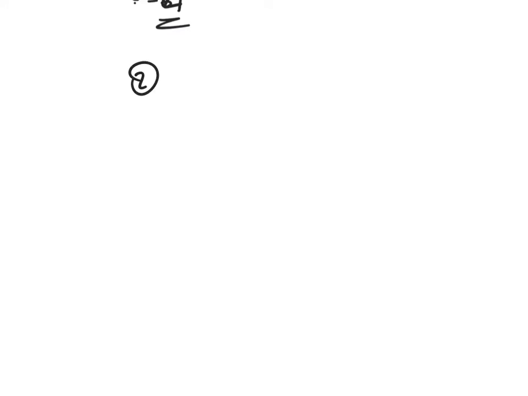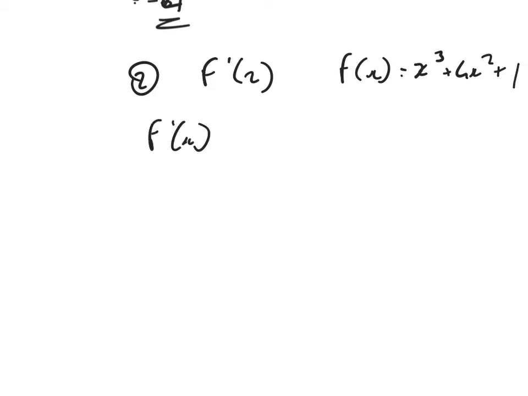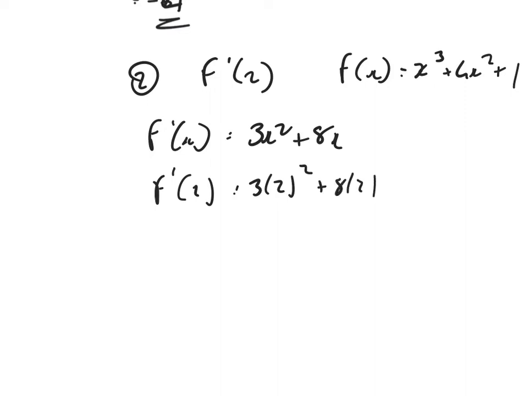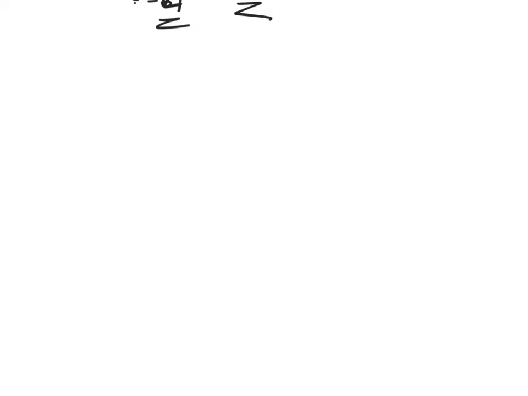Okay, let's try another. We're going to find f dash 2 when f of x is equal to x cubed plus 4x squared plus 1. So first of all, differentiate. That'll be 3x squared plus 8x. Now sub in 2, so that'll be 3 lots of 2 squared plus 8 lots of 2. So 2 squared is 4 times 3 is 12, plus 8 twos are 16, and that'll be 28.